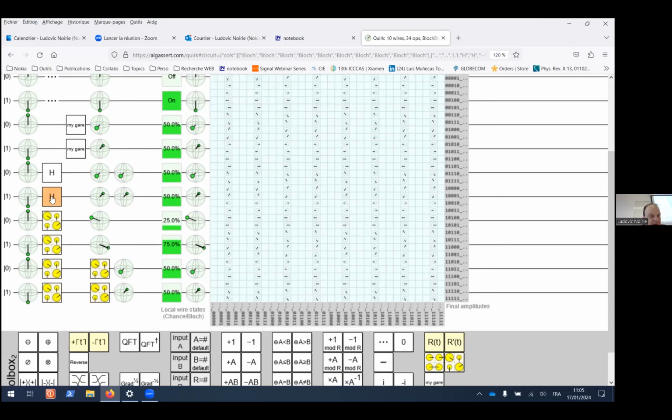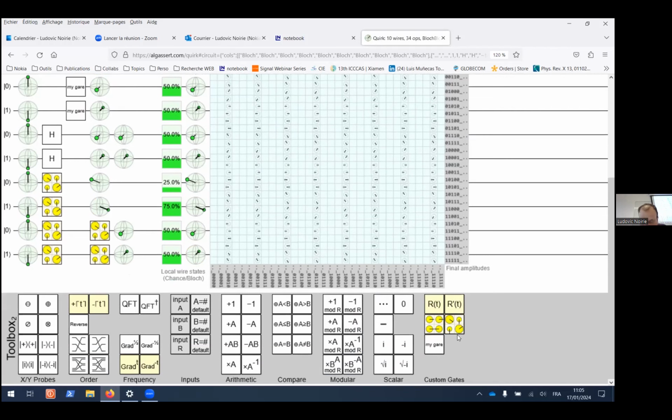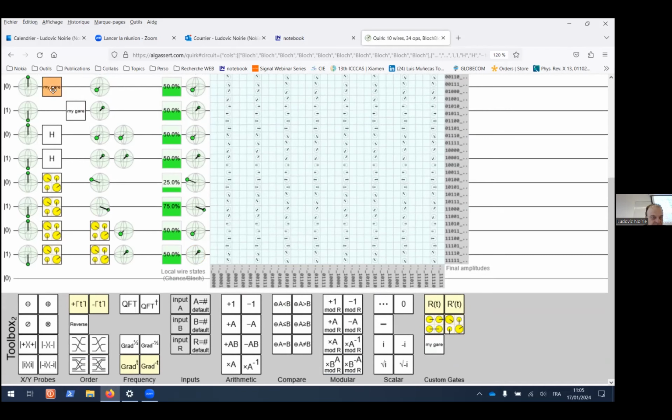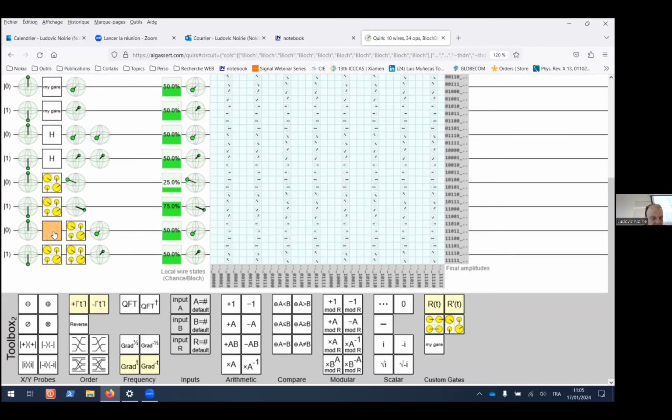We can have the square root of h also. This matrix is just the rotation on the same axis x plus z, but by 90 degrees. Why is it the square root of h? It's because if we apply it twice, the angles of rotation add up to 180, and then you get exactly what the Hadamard gate does. And this is what I represented here. If I apply twice the square root of h, then I obtain exactly the same thing as h. You see the output is the same.